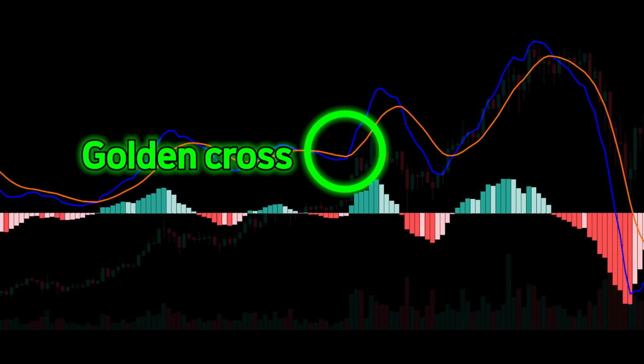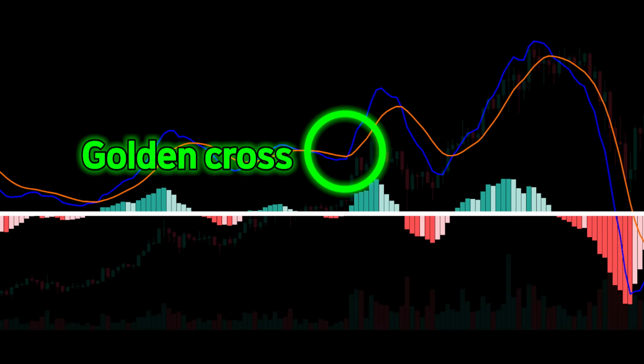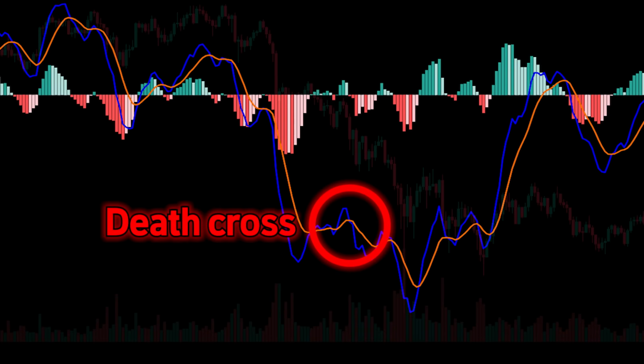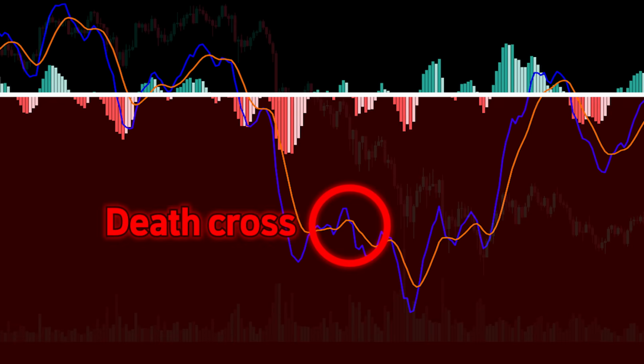First, the MACD line crosses above the signal line, a golden cross. Second, that crossover happens above the zero line. For a sell signal, it's the opposite. First, the MACD line crosses below the signal line, a death cross. Second, that crossover happens below the zero line.